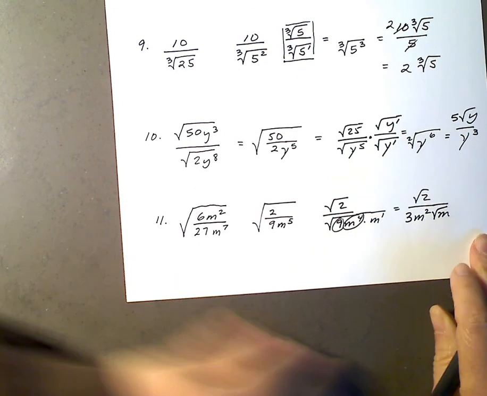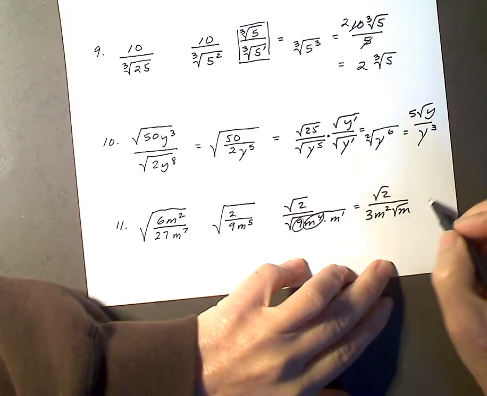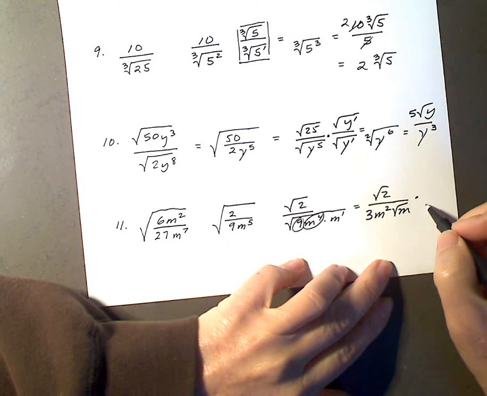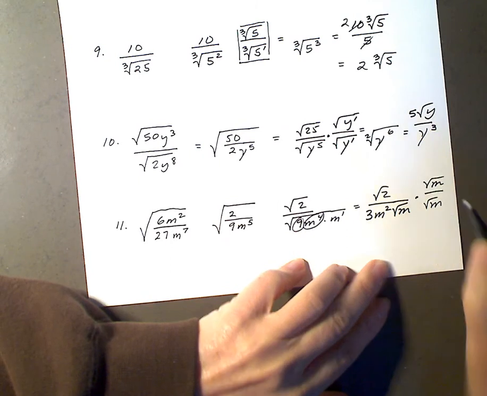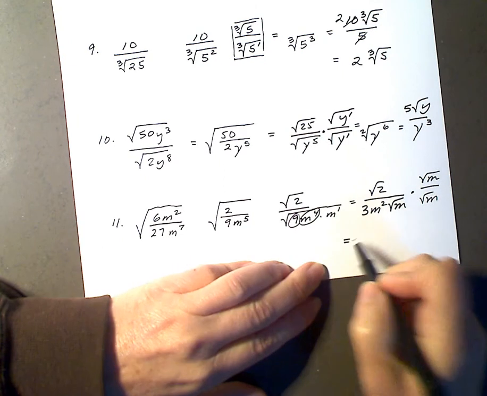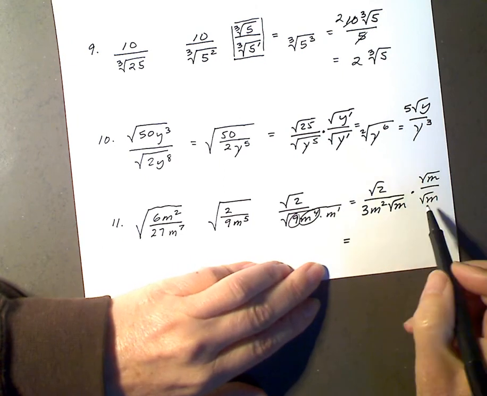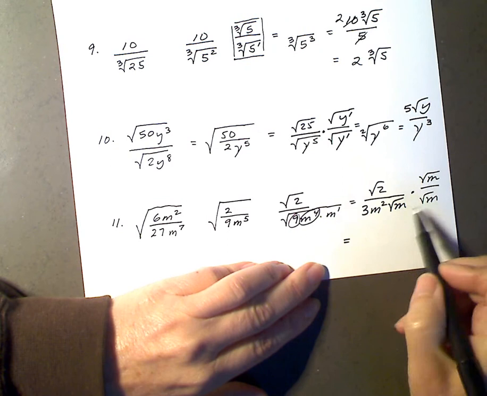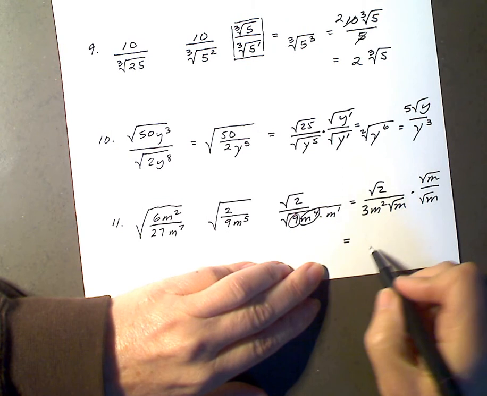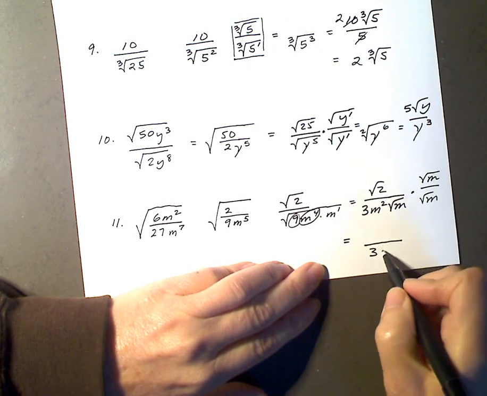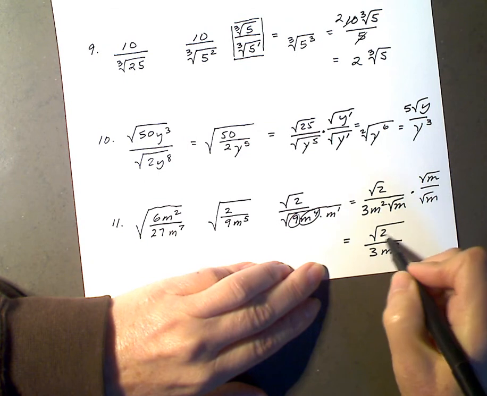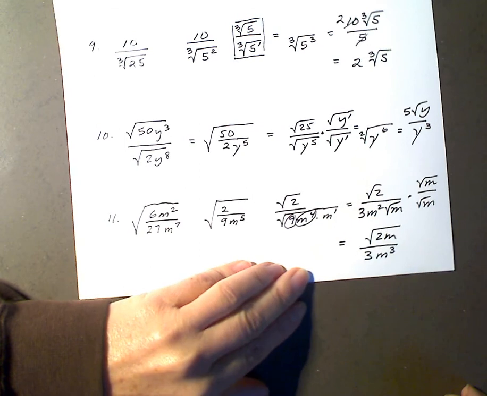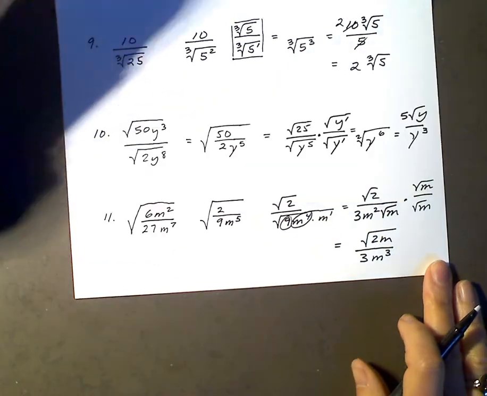So I guess as a last step here, I want to rationalize that denominator. So multiplying by 1 in the form of square root of m over square root of m, I will get one more, root m times root m is one more power of m. So the denominator is going to go to 3m to the third power, and then I'll have the square root of 2m in my numerator. Okay, continuing on.